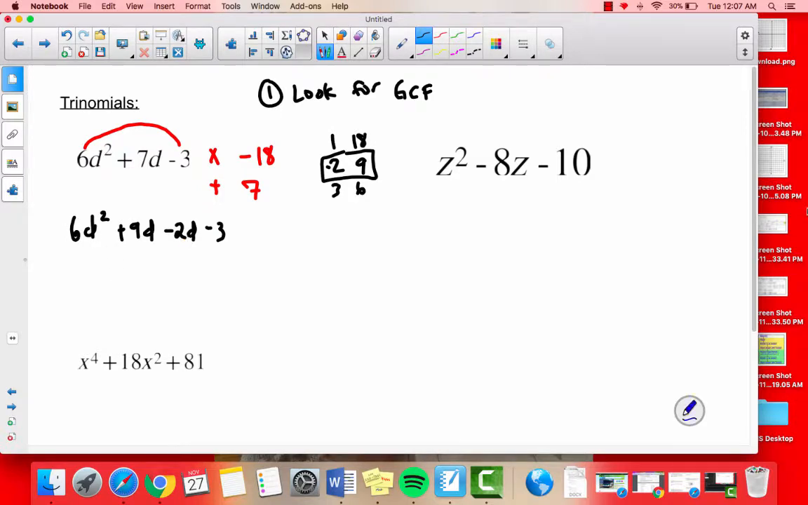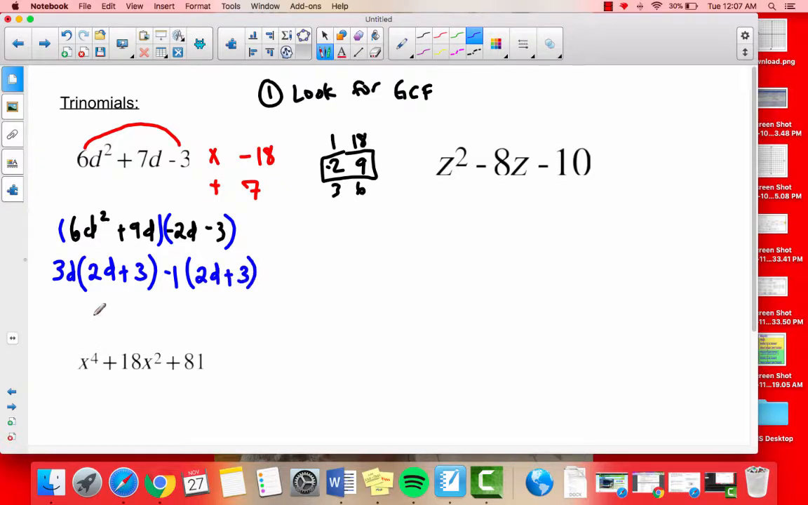So I'm going to group the first two things together and the last two things together. And I'm going to take out a greatest common factor. So what can I take out of the first? Well, I can take a 3 out and a d out. And that leaves me with 2d plus 3. And then out of the second pair of parentheses, I can take out a negative 1. And that leaves us with 2d plus 3 as well.